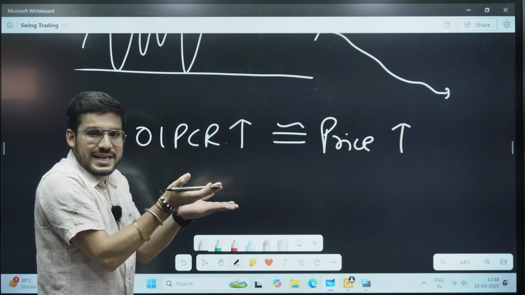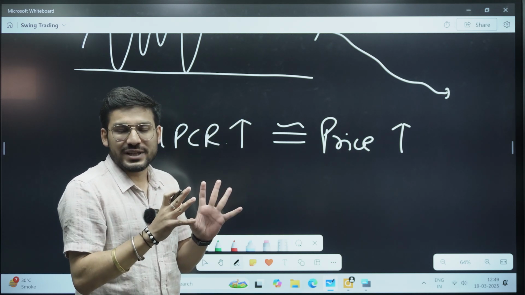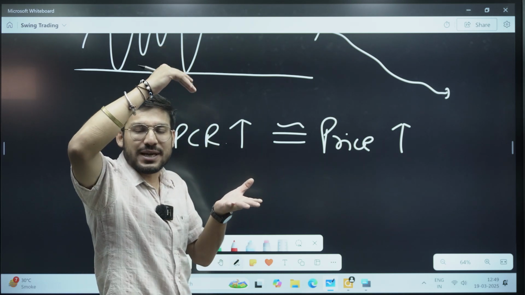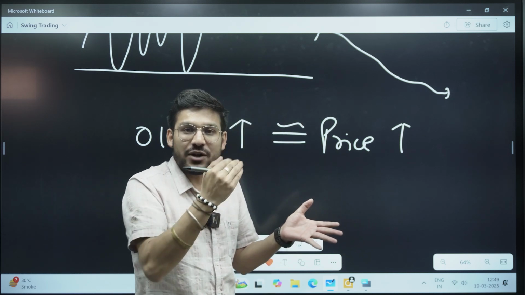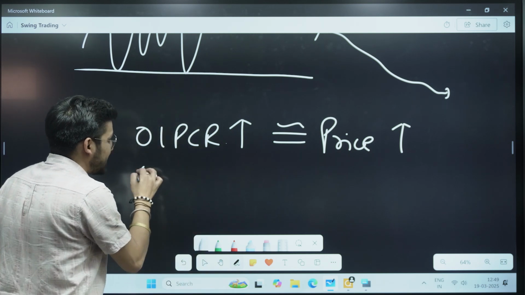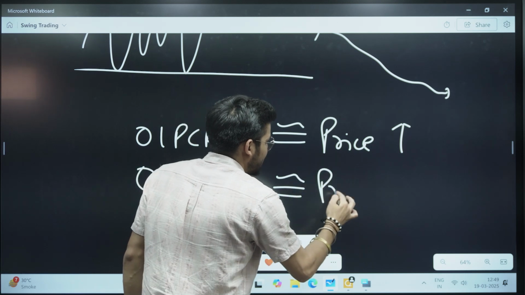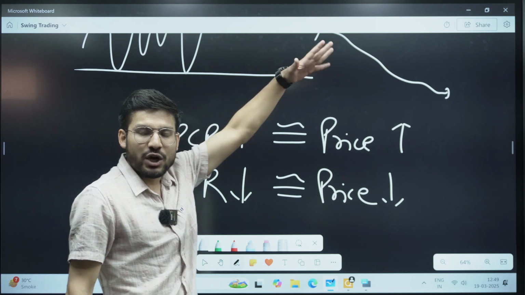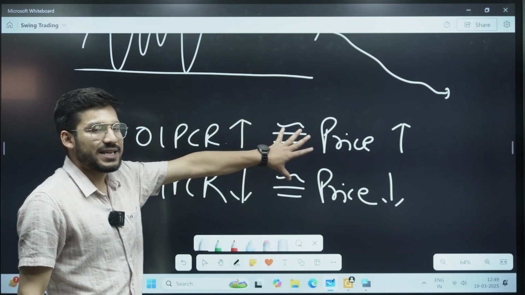If my OI PCR is increasing gradually from 1 to 1.1, 1.2, it means the market is bullish right now. There is bullish sentiment in the market. But if this OI PCR reaches its extreme point, for example 2 or 2.3, that we have analyzed in the past as well, that will show us the OI PCR will fall down from there, and with it the price will also fall down, because the OI PCR and the price are directly proportional to each other. So if the OI PCR falls, the price will also fall from there, right? From the extreme point, when the market is overbought or oversold, it will again revert back. So that is the relation between OI PCR and price for you.